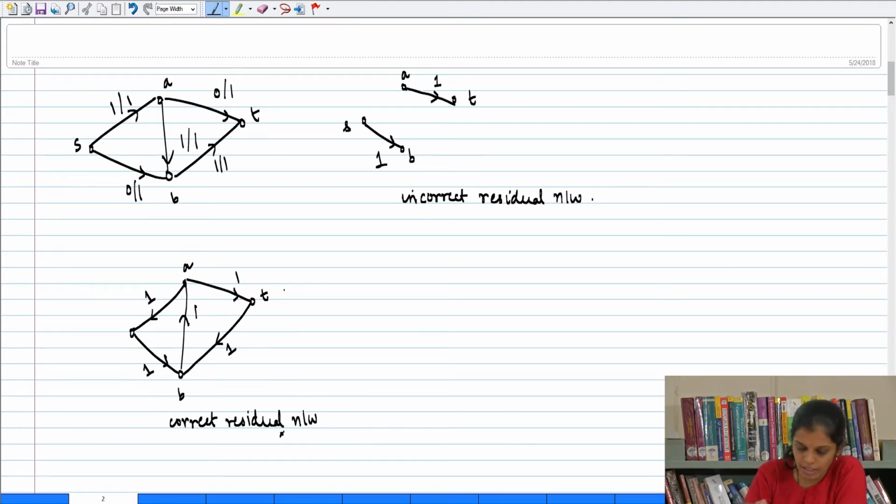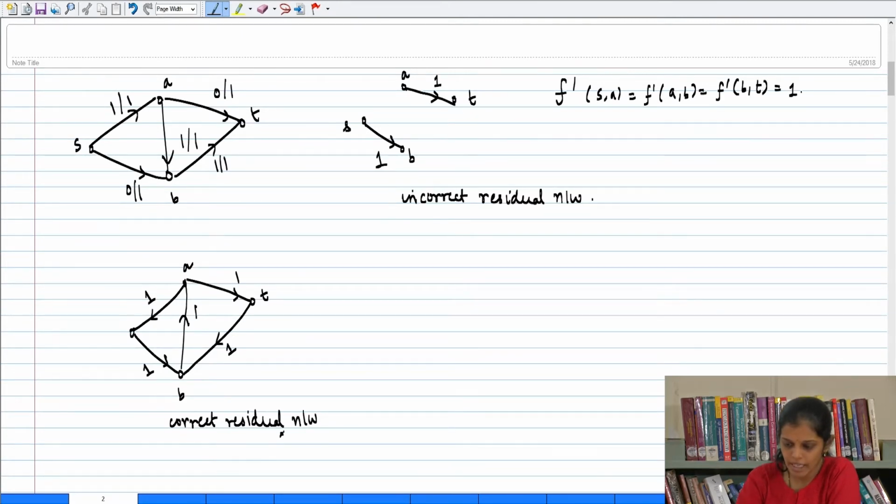Now remember, this flow was what we called F prime. When I write F prime, you should also write F prime of SA equal to 1, F prime of SB equal to 1, F prime of BT equal to 1, and for everything else it is 0. So I will write down F prime of SA equal to F prime of AB equal to F prime of BT equal to 1, and F prime of every other edge xy equal to 0. So this is the way F prime is defined.